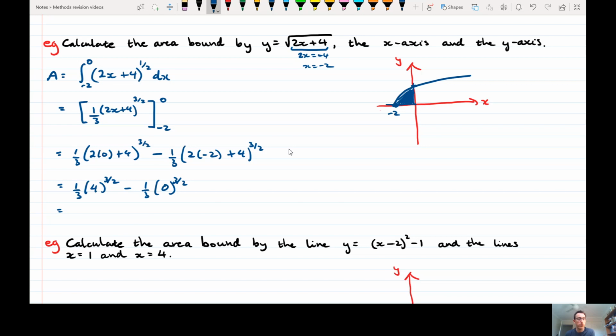4 to the power of 3/2 is the same thing as 8, and that gives you 8/3. And that's going to be in units squared. 0 to the power of 3/2, of course, being 0. If you forgot how to do 4 to the power of 3/2, remember that's the same as square root of 4. You'd have to write the 2 normally, and then cubed.